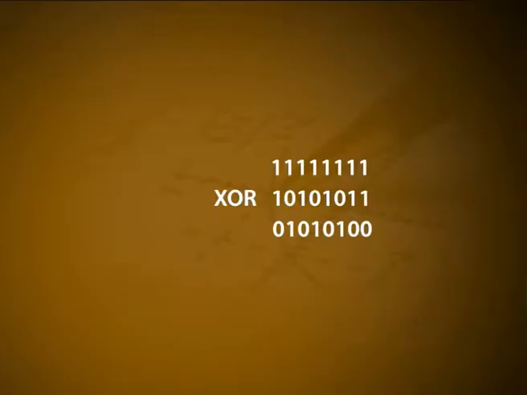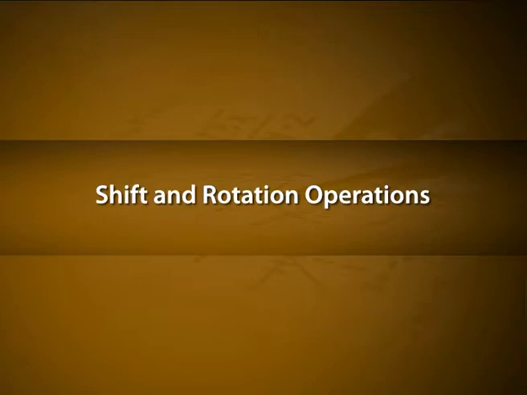XORing any byte with a mask of all ones produces the complement of the byte. Example: 11111111 XOR 10101011 produces 01010100. Shift and rotate operations.